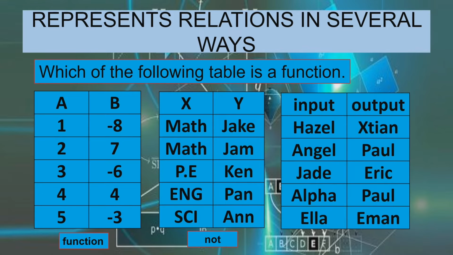Why? Because naulit yung x natin. So, ibig sabihin, naulit yung x values natin. How about number 3? Our input is Hazel, Angel, Jade, Alpha, and Ella. Our output: Christian, Paul, Eric, Paul, and Eman. Kung makikita nyo dito, naulit yung output natin. Pero yung input natin, walang naulit na pangalan. Therefore, the answer is correct. Function. Kasi, sabi ko nga kanina, kailangan hindi nauulit yung x natin. Kasi pag naulit si x, ibig sabihin, hindi na siya function.